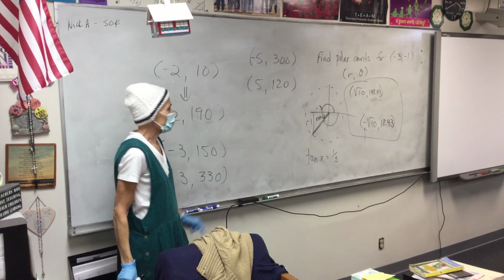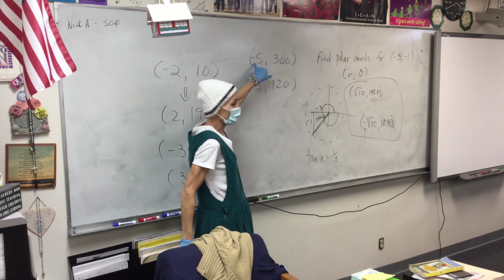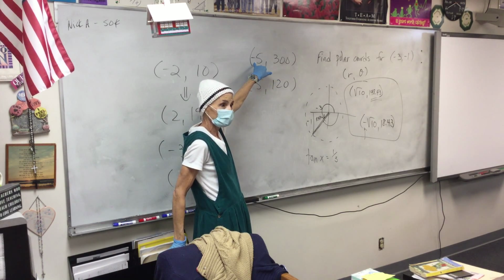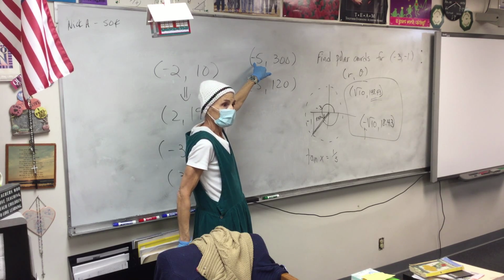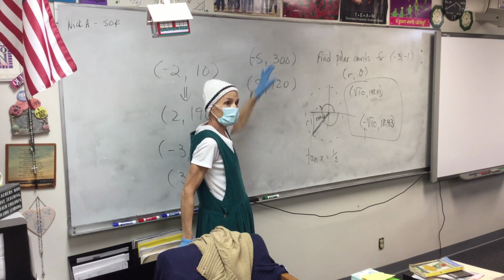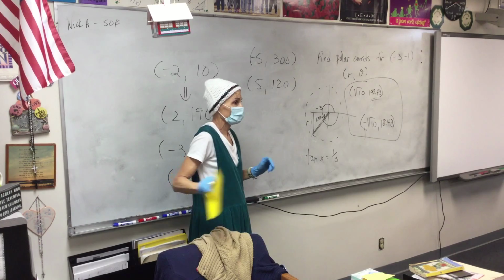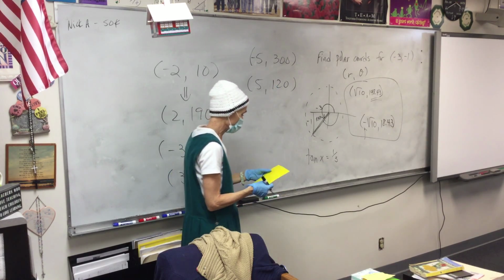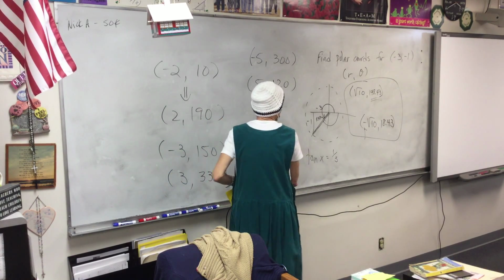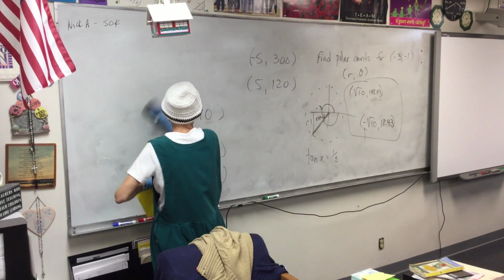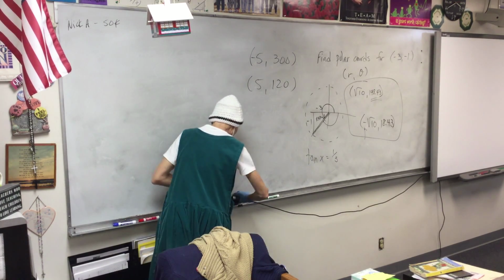Okay? So when do we worry about that? Only when the radius is negative. When the radius is negative, we plot the opposite point. Okay? All right. A couple more things, and then we'll just do your review questions that you might have.